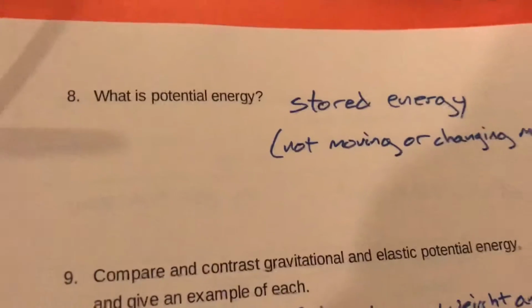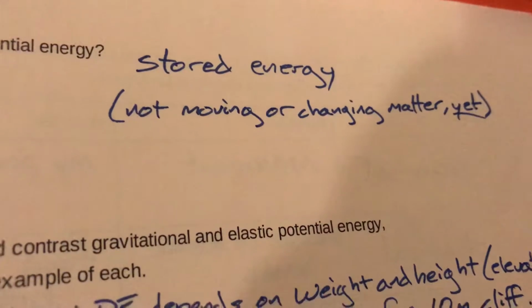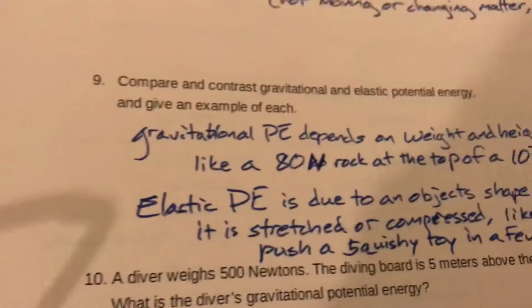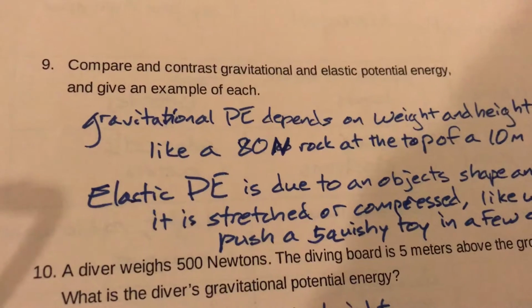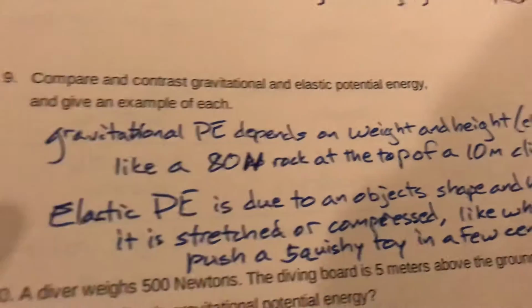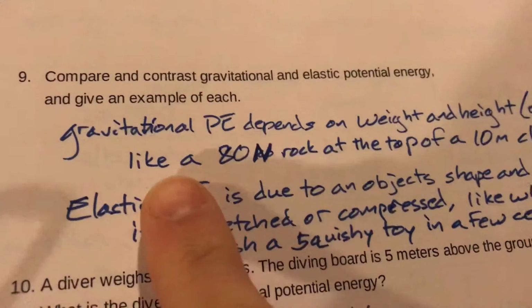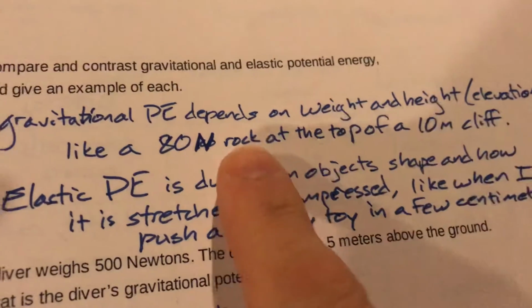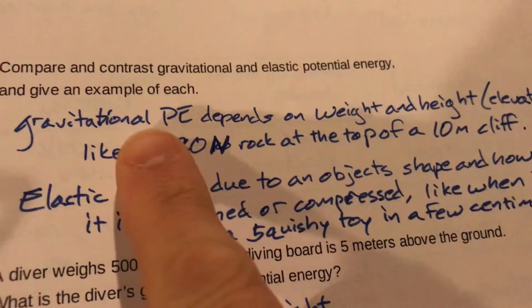So here we go. Number 8. What is potential energy? Potential energy is stored energy. It's not actually in the process of moving or changing matter at the moment, but it could. Compare and contrast gravitational and elastic potential energy, and give an example of each. Gravitational potential energy depends on weight and height, also known as elevation, like an 80 Newton rock at the top of a 10-meter cliff, right? It's got a mass, it's got height, so it's got gravitational potential energy.